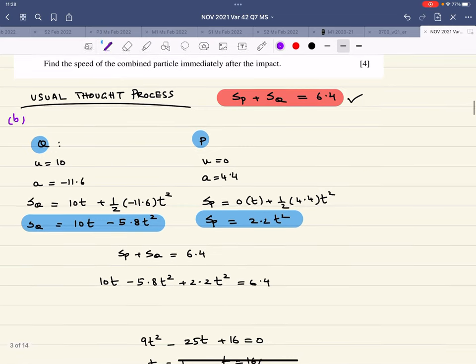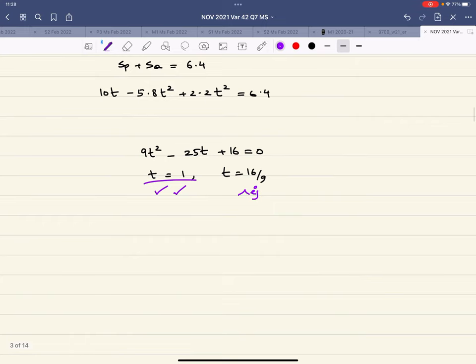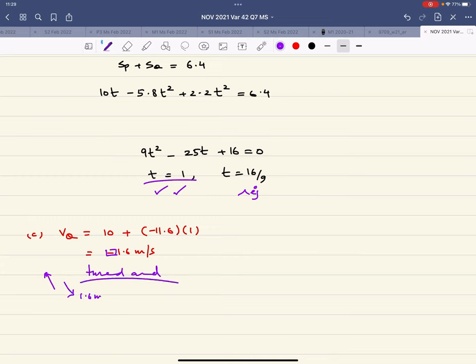Find the speed of the combined particle immediately after the impact. Now what's happening is that when t is equal to 1 for part C, the velocity of Q, that is u plus at, is 10 minus 11.6 into t. So t is 1, therefore this comes out to be negative 1.6 meters per second. What does this negative mean? That it has turned around, because initially it was going up. Now it's giving you a negative sign, so it's turned around and now it's moving at 1.6 meters per second downwards.